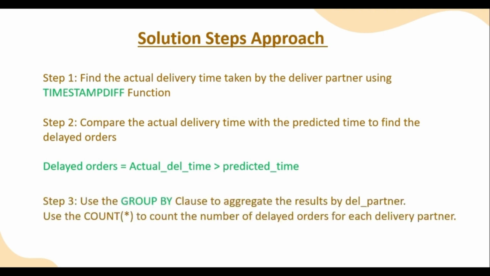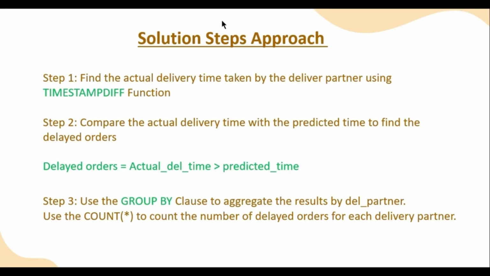And our last step will be to use the group by clause to aggregate the results by delivery partner, since we have to calculate the results for each delivery partner, and then we will use the count star function to count the number of delayed orders for each delivery partner. So let's now move on to the implementation.